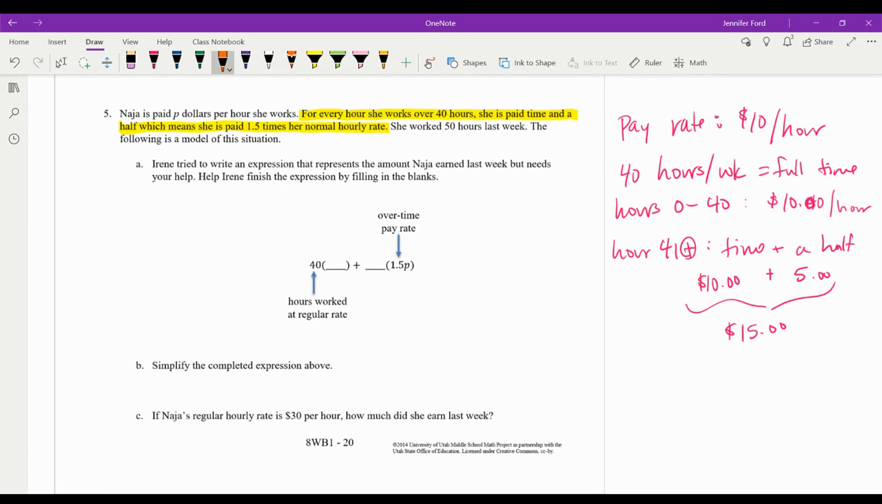This is not actually a model. This is an expression. There is no model. Okay, it's all good. So let's see. So she worked 40 hours at her normal rate, and then 10 hours at the overtime rate.